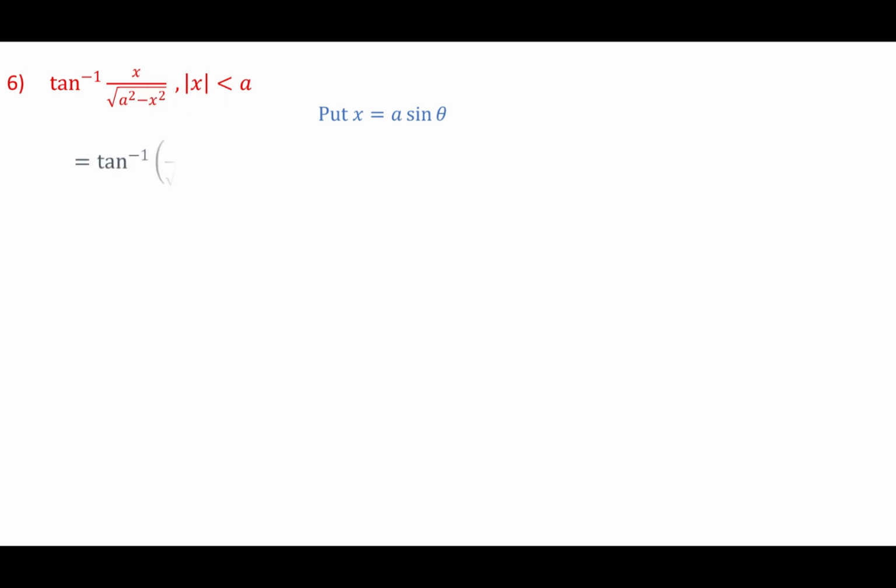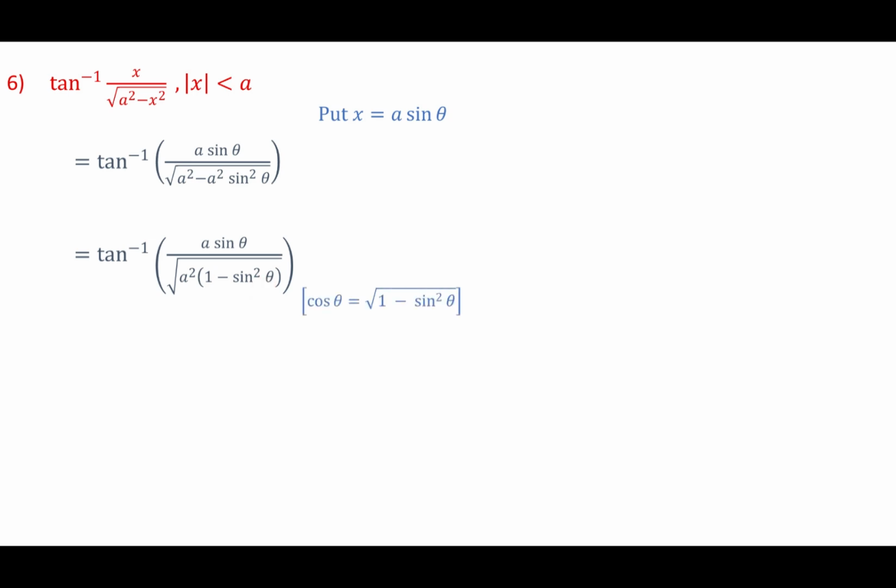So it will be tan inverse of a sine theta by square root of a square minus a square sine square theta, because here x square is there. So in place of x, I am writing a sine theta. If it is x square, I will write a square sine square theta. And in the denominator, I will take a square as common. And 1 minus sine square theta, by using the first trigonometric identity, is cos theta.